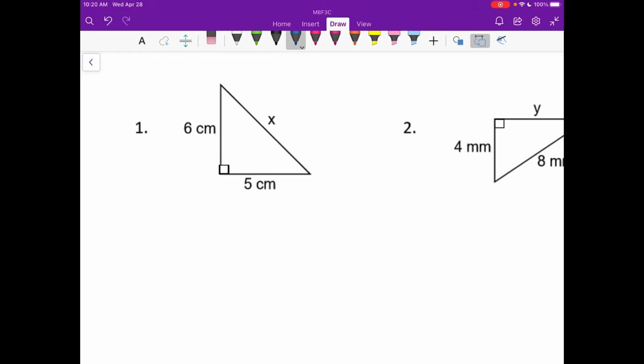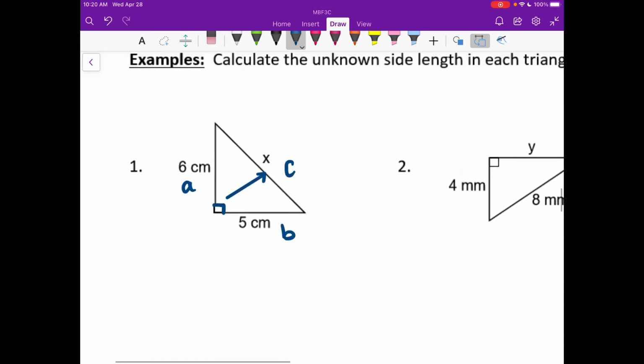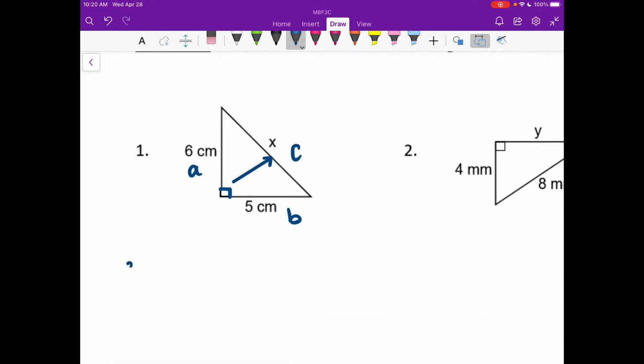So first things first, it says pick and label the hypotenuse. So I know that this is my right angle. So the opposite one is going to be X. So C, right? And then I'm just going to label this A and this B because that just makes sense to me, right? So I'm going to go in and write in what variables I have. So I know that Pythagorean theorem is A squared plus B squared equals C squared, right?